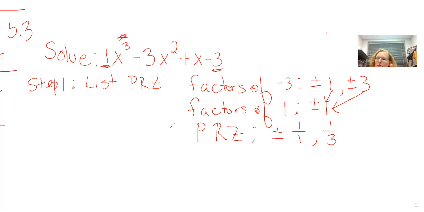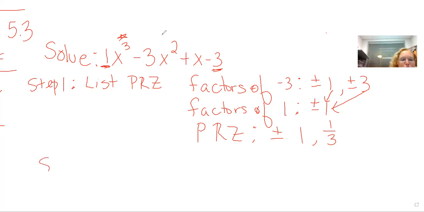Now you can't quite input it into Hawks like this, because we know that 1 over 1 can be simplified to just be the number 1. So when you're putting these into Hawks, if it asks you for your list of possible zeros, you have to make sure that you simplified that. So just plus or minus 1.